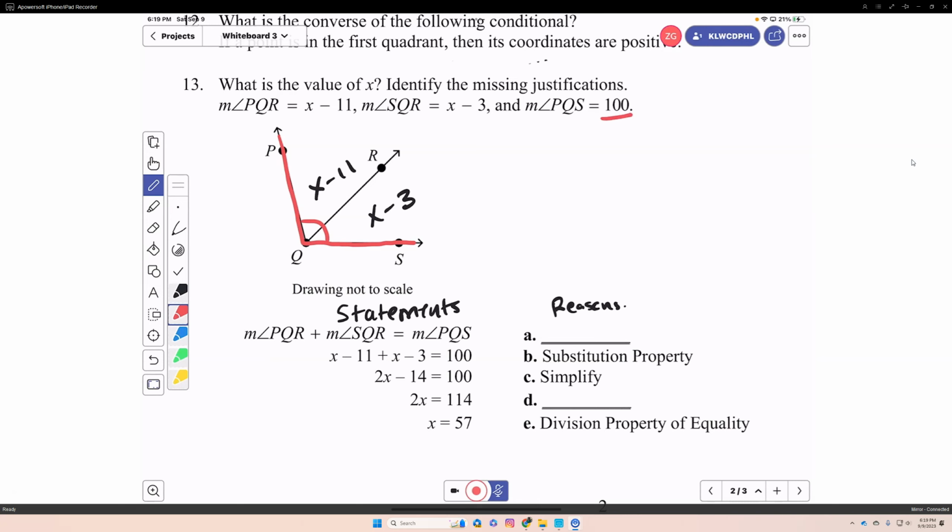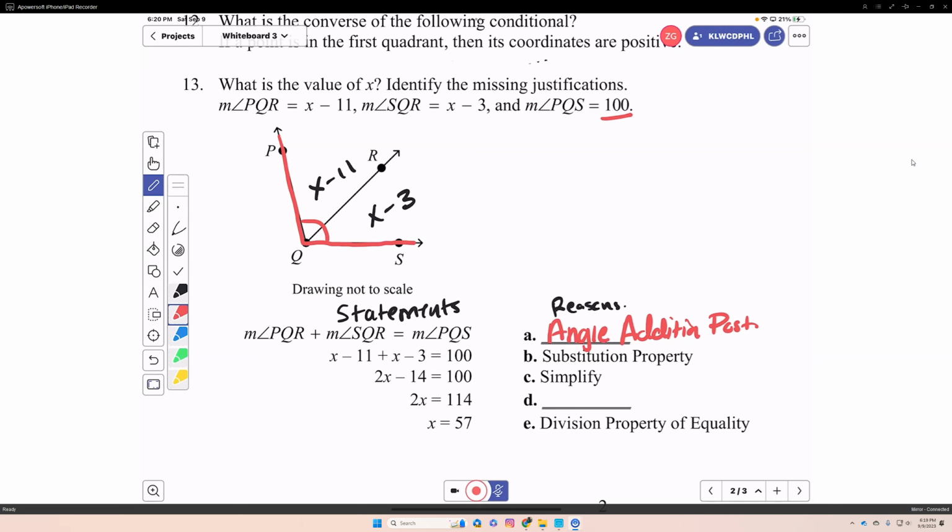So it says here the measurement of angle PQR plus the measurement of angle SQR equals the measurement of angle PQS. That we're adding angles, so that's going to be the angle addition postulate. That means that we're adding the two smaller angles to make the large angle.